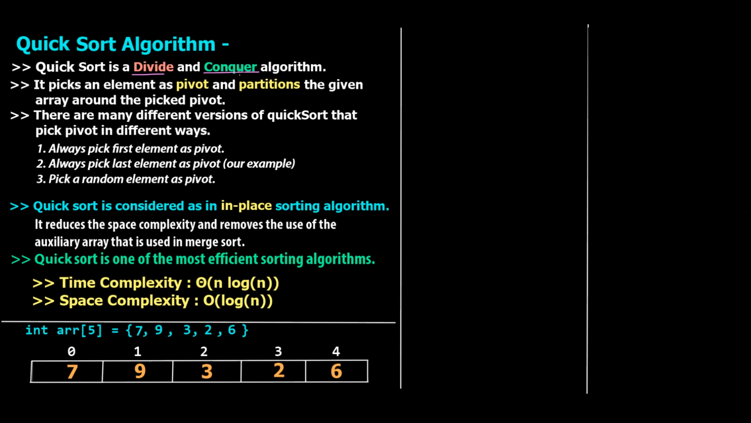We'll talk about the working as we move ahead, and this is what point 2 talks about. So it picks an element as a pivot and partitions the given array around the picked pivot. Okay, we'll talk about this point and we'll take a visual explanation also.